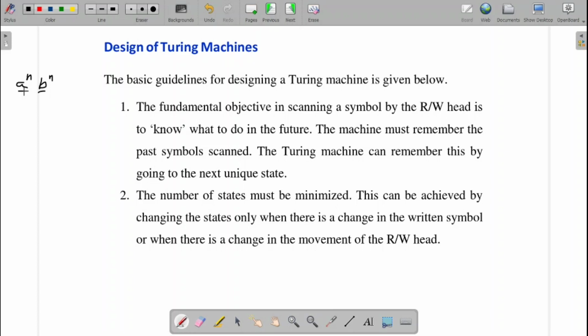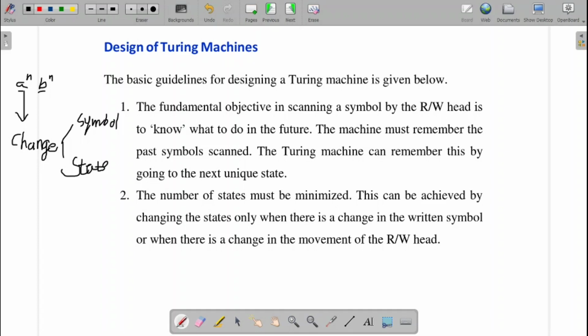For designing, there are two options. Either we change the symbol, so that we mark that we have seen that symbol, or we change the state. We change the symbol and we change the state as if we have seen that symbol. So let me take a simple example here.